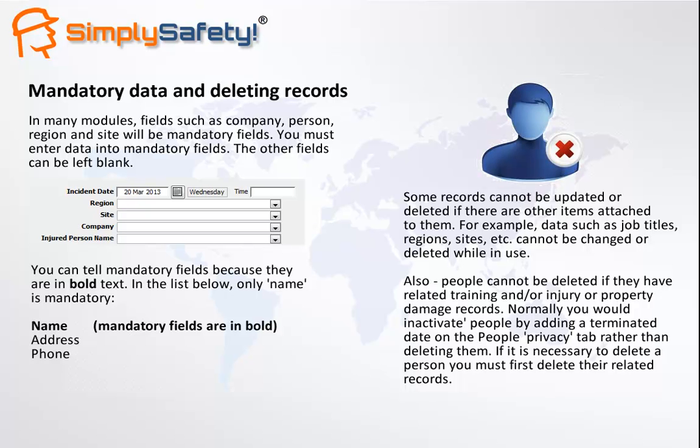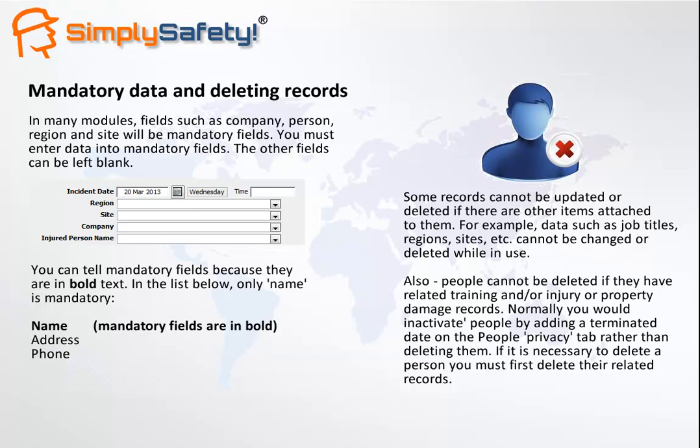Just a note on mandatory data and deleting records. In many modules, fields such as company, person, region, and site, etc. will be mandatory fields. You must enter data into mandatory fields. The other fields can be left blank. You can tell mandatory fields because they are in bold text.